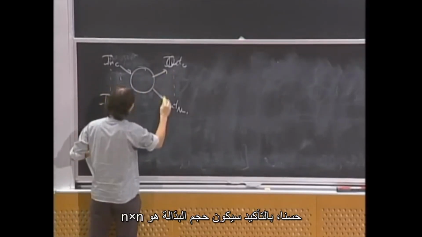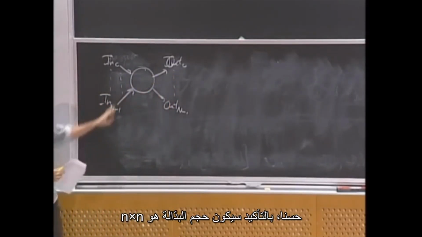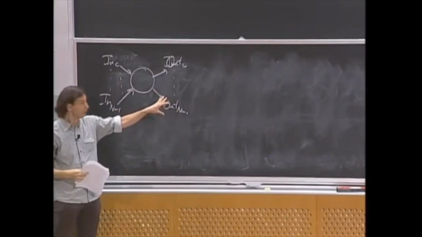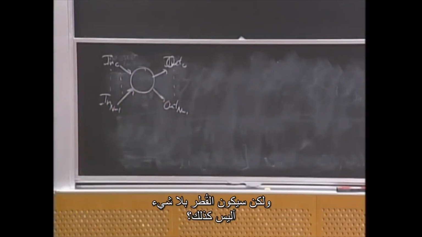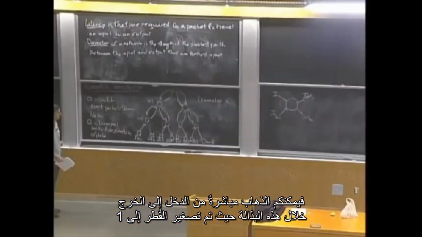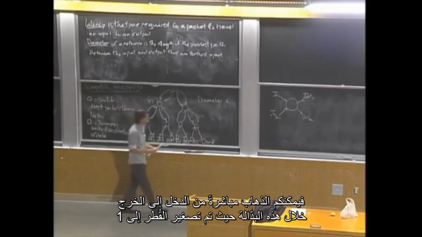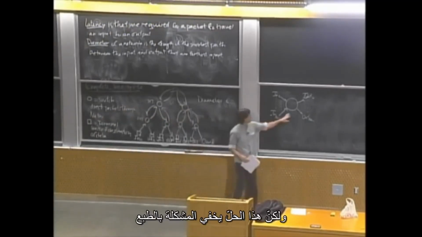Well, of course the switch size is n times n, but the diameter is nothing, right? The diameter is reduced to 1; you can immediately go from an input to an output through the switch. But this, of course, conceals the problem.